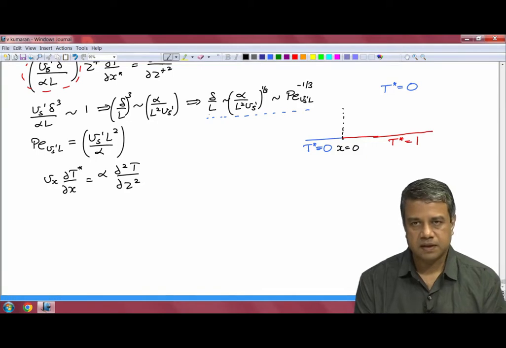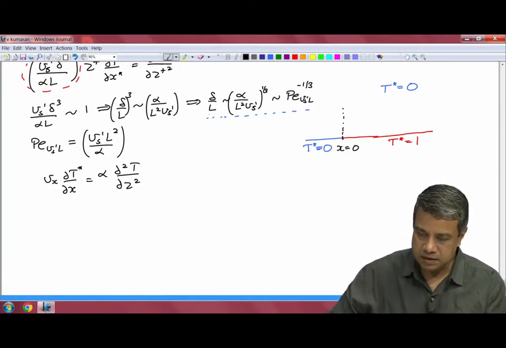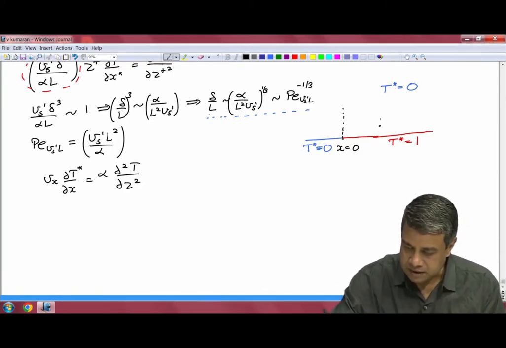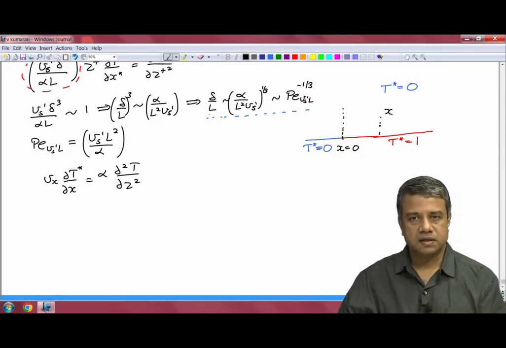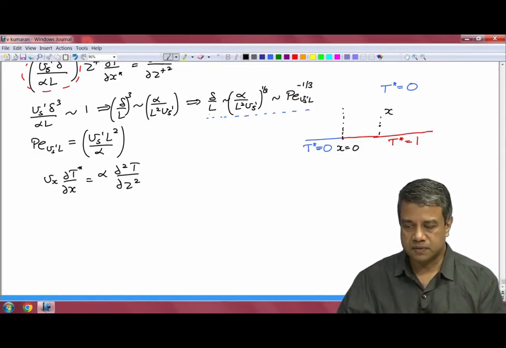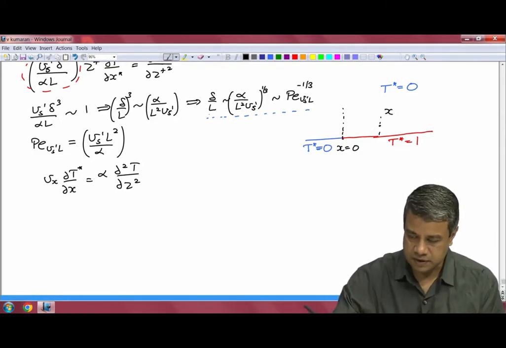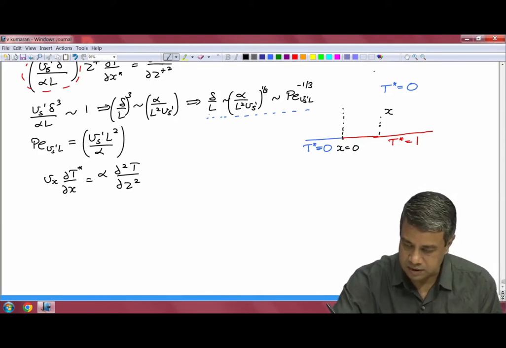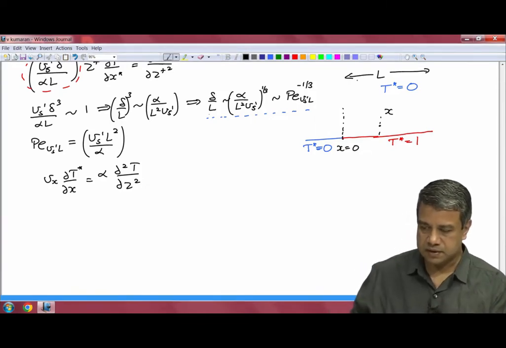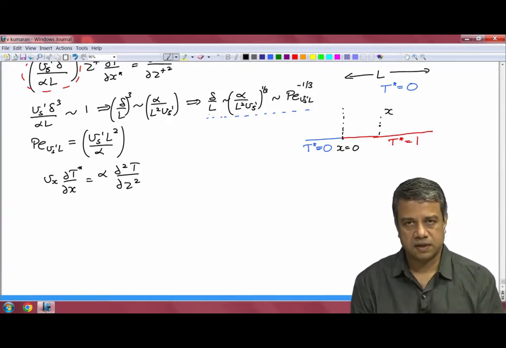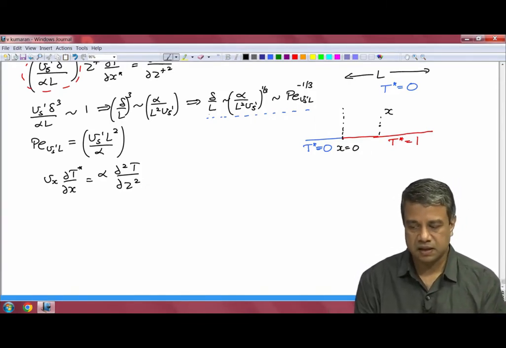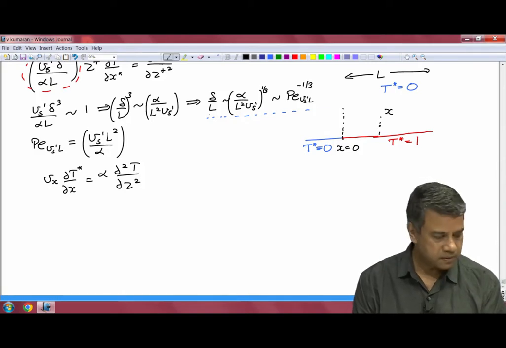How do I determine the temperature field from this? At a given location x, there is streamwise convection that is transporting. Before that, let me also mention that the total length of the plate in this case is equal to L. The total length of this heated section is L. That is the length scale in the problem.